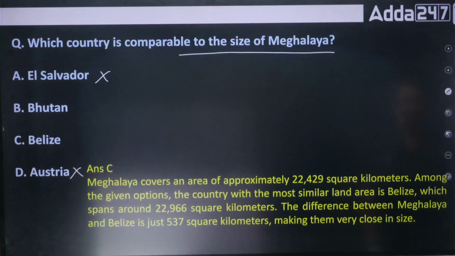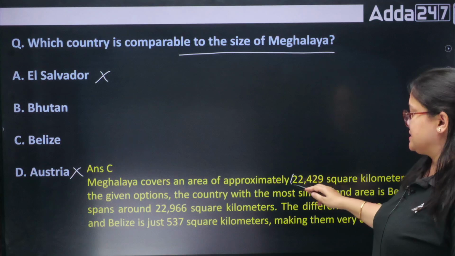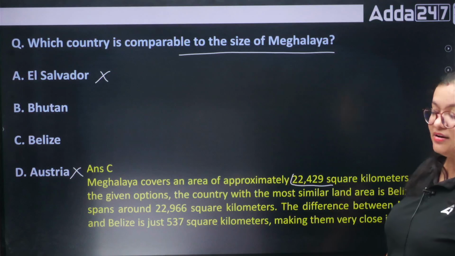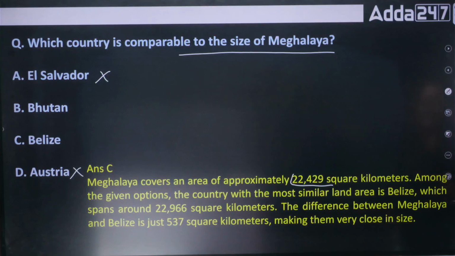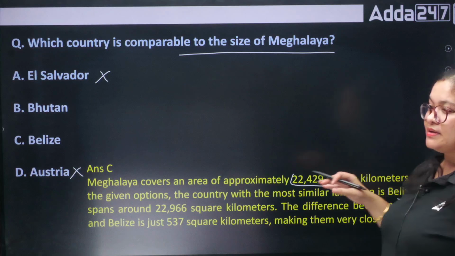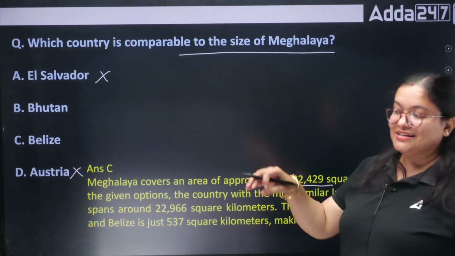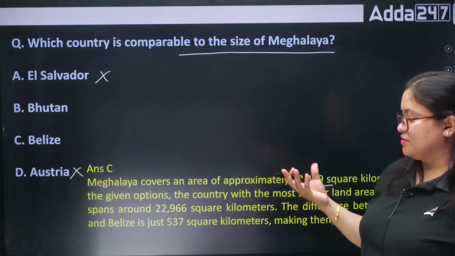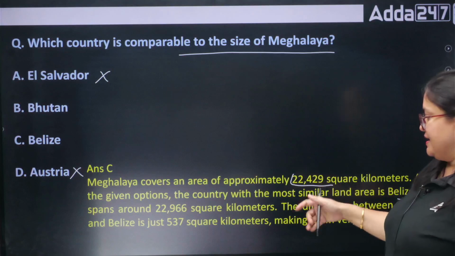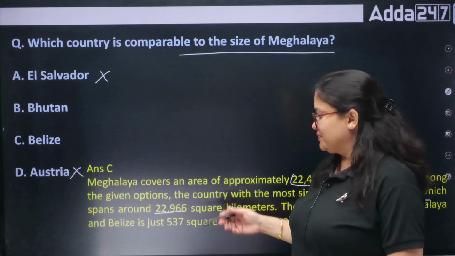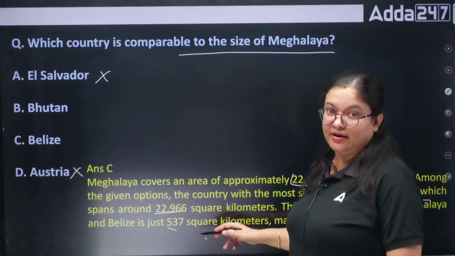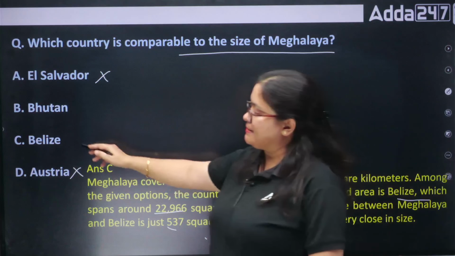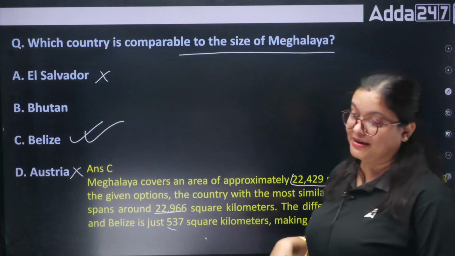The total area of Meghalaya is 22,429 square kilometers. Belize is a country in Central America, lying beside South America. It has an area almost this much, a difference of 537 square kilometers. So this is the only country you can compare with the size of Meghalaya.